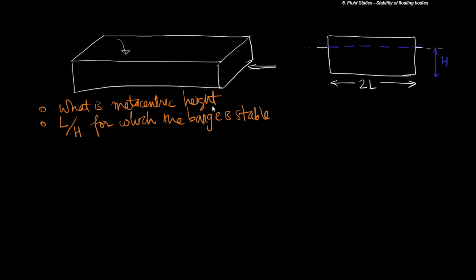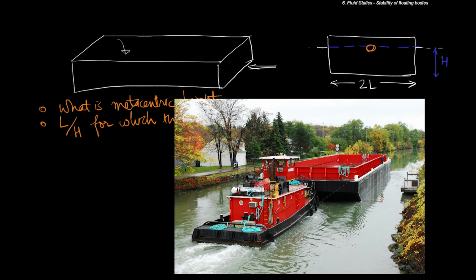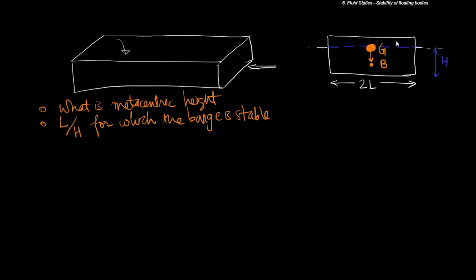And it is also said that the G, that is the center of gravity, is at the waterline. So this is point G, point B is somewhere below. So let us start addressing the question.